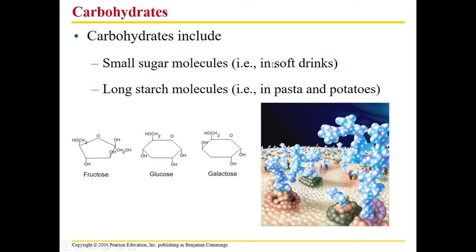We have these in soft drinks, candy, anything like that with small sugar molecules. And then we have large, long starch molecules, which are in pastas and potatoes, etc. And these are just different kinds of carbohydrates right here.